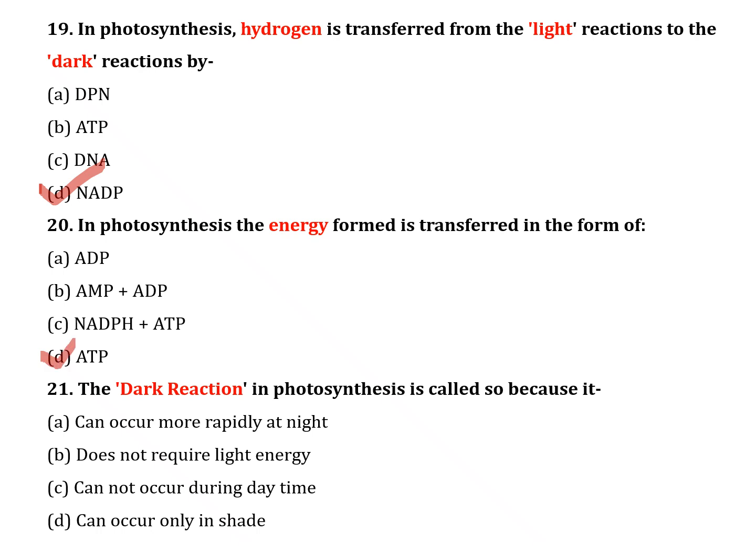The next question, number 21. The dark reaction in photosynthesis is called so because it, option A, can occur more rapidly at night, option B, does not require light energy, option C, cannot occur during daytime, option D, can occur only in shade. The correct answer is option B, does not require light energy.